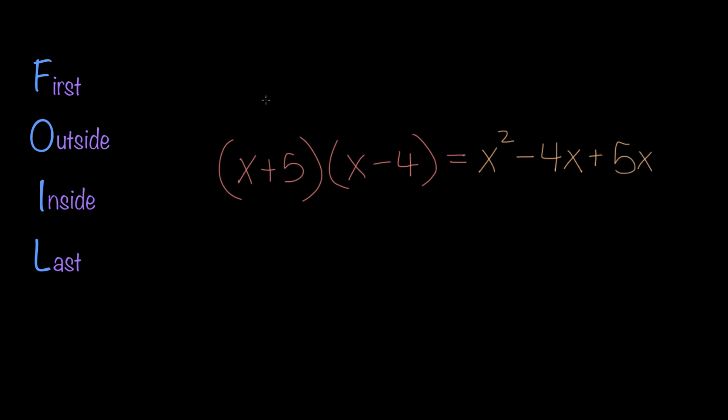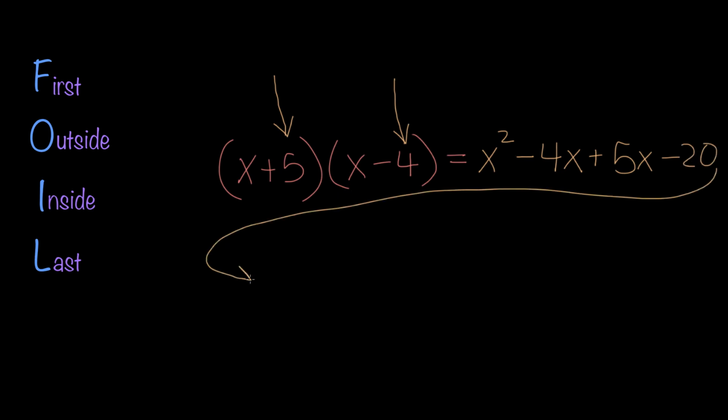Our last one is L, which stands for last. So the last terms in each of the polynomials are what we multiply, which is 5, and remember, not 4, but -4, since there's a negative in front of it. So 5 times -4 gives us -20. Let's go here and simplify it.